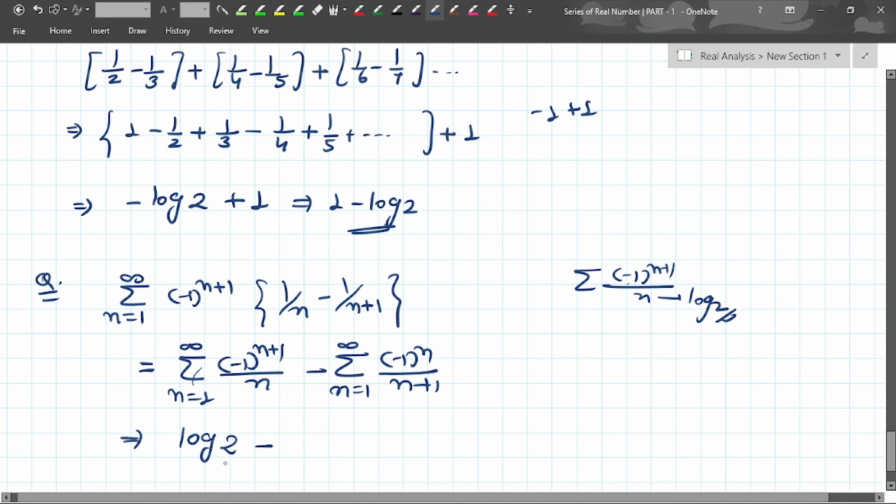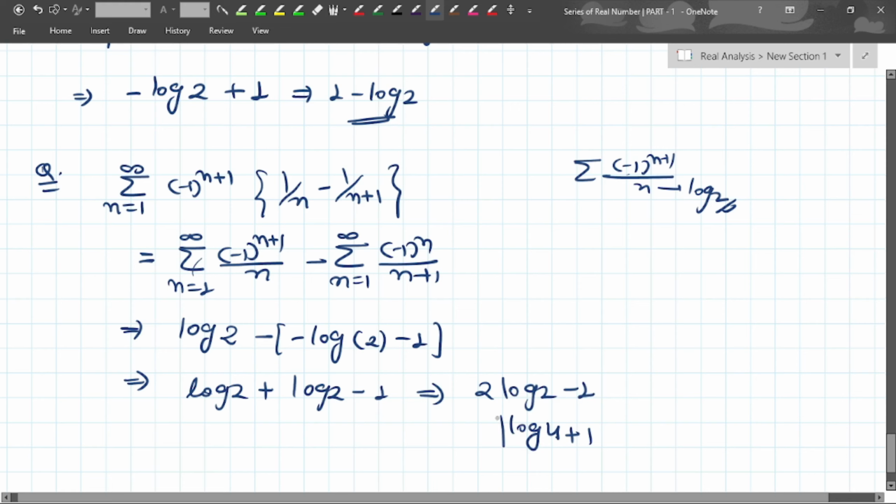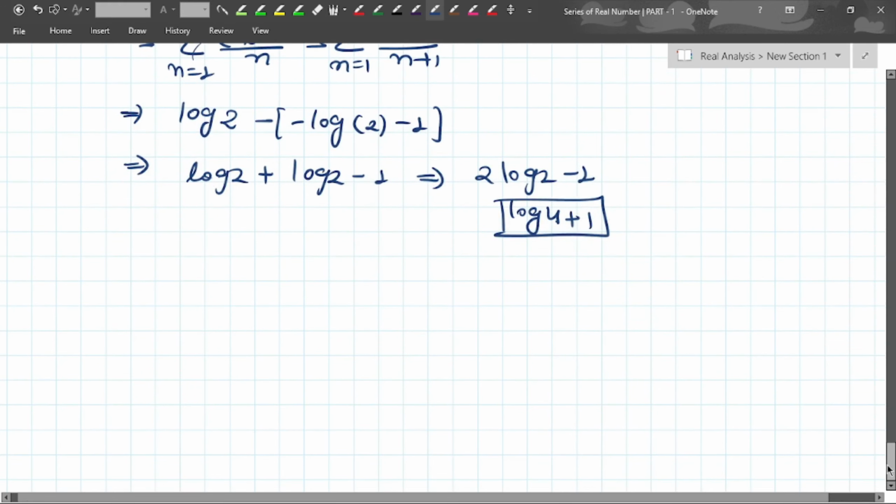Here x is 1 only, and this is going to be minus log of 2 minus 1, because it will start from 1. So from here it is nothing but log of 2 plus log of 2 minus 1, then that is nothing but 2 log of 2 minus 1. That is your result here. So these are the kind of results that you can solve.